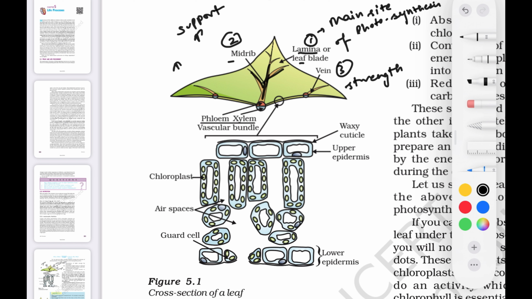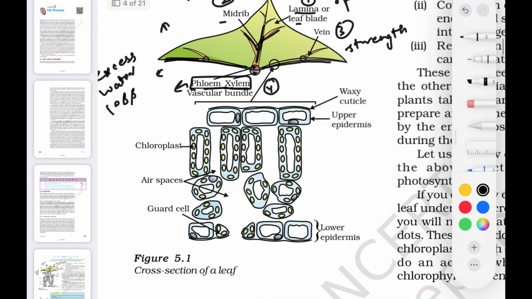Okay, next is vascular bundle that contains both xylem and phloem. So xylem transports water and minerals from roots to leaves and phloem transports prepared food from leaves to other parts of the plant. We are going to discuss it in detail later. And last part is cuticle. It is a thin waxy layer on the surface of a leaf and it prevents excess water loss. Okay. So this diagram shows the external structure of a leaf.